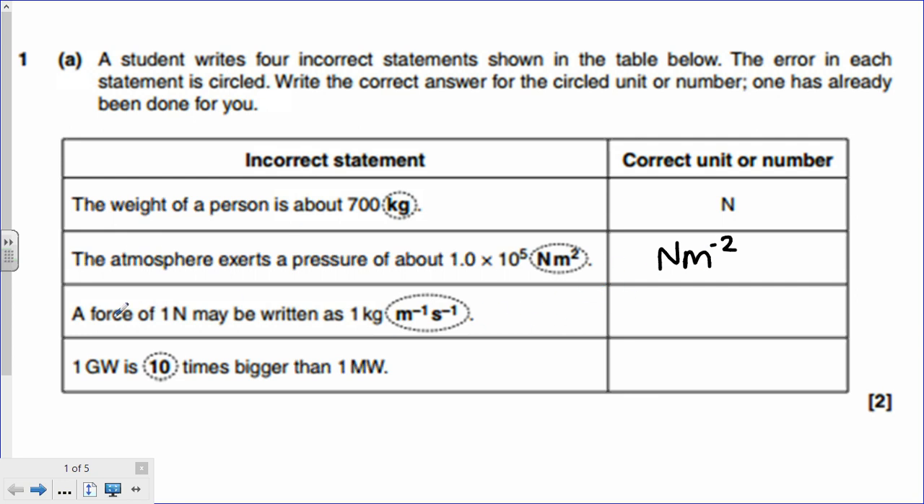Okay, so let's have a look at this next one. A force of 1 Newton may be written as 1 kilogram meter minus 1 second minus 1. Here's this minus 1 here. Remember we said the minus means per. So this is saying 1 kilogram per meter per second.